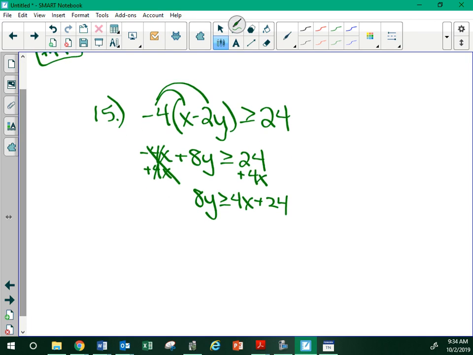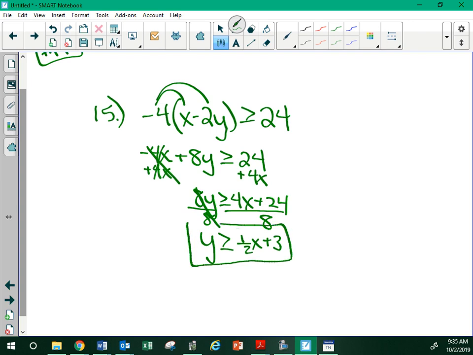Okay. And just like before, I have 8 times y. How do I get rid of the 8? Divide by 8. So I have y. Do I need to flip my sign here? No, we divide by a positive 8, so we leave the sign alone. And then 4 divided by 8 gives us 1/2 x. And positive 24 divided by 8 is positive 3. Okay. And that's our answer. Okay, so same thing as we did with equations. Just have to be careful when we have a negative that we divide by.